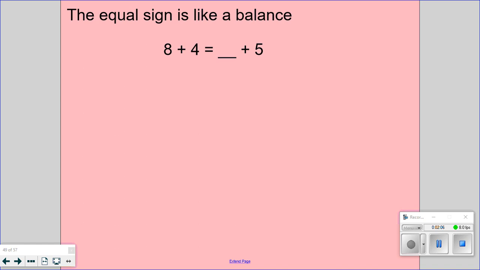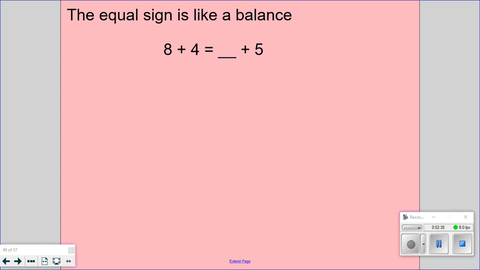Spot saver. No, it's not spot saver. Not spot saver, but you're looking in the right spot. Colby? 8 and 4 is the same value as spot saver and 5. Beautiful. 8 and 4 is the same value, or is worth the same amount, as mystery number, spot saver, and 5.